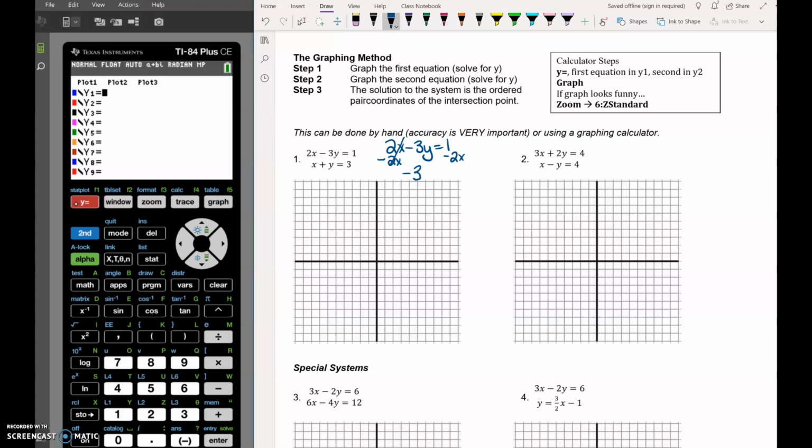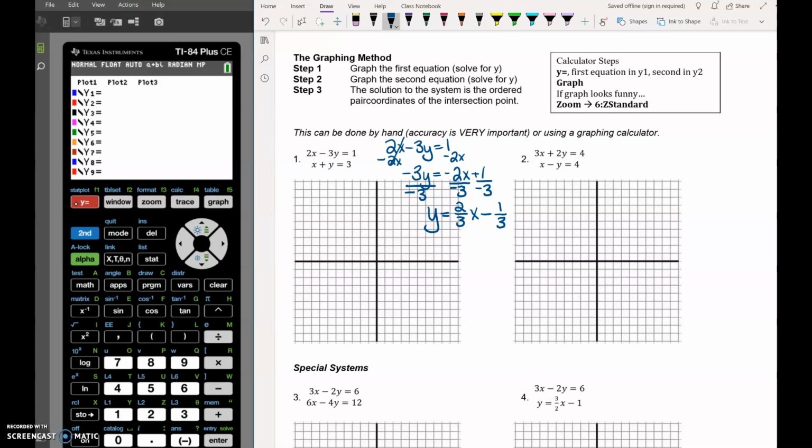So negative 3y equals negative 2x plus 1. We then divide everything by negative 3 to get y equals positive 2/3 x minus 1/3. Aren't you glad we're using the calculator right now? Who would really want to graph 2/3 x minus 1/3 by hand? That just looks kind of gross.